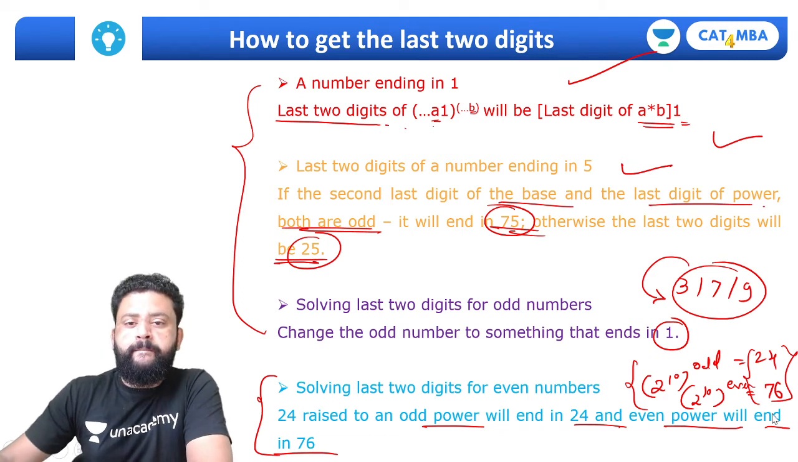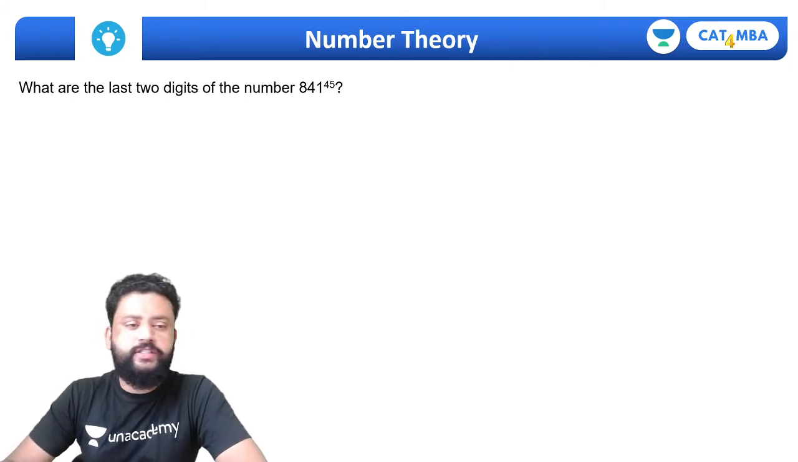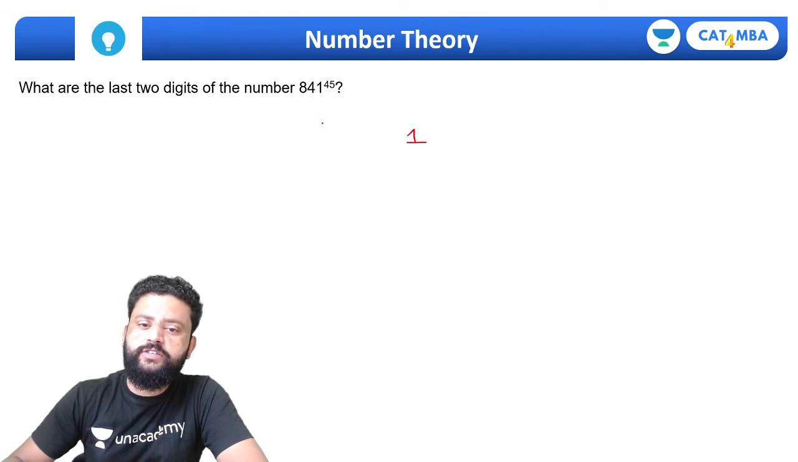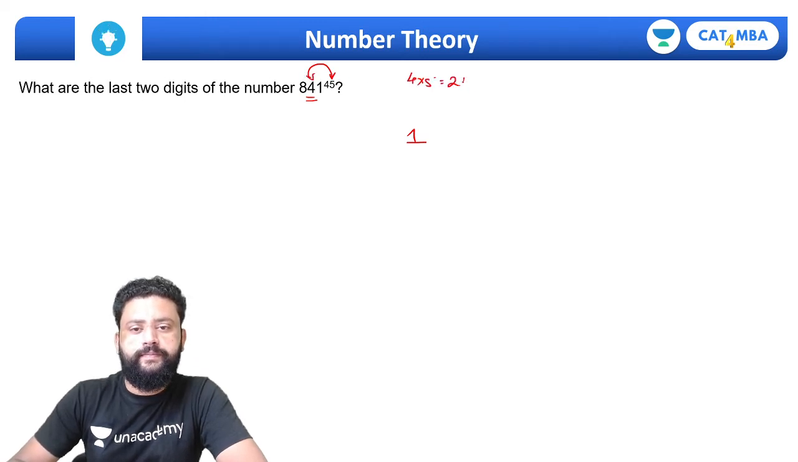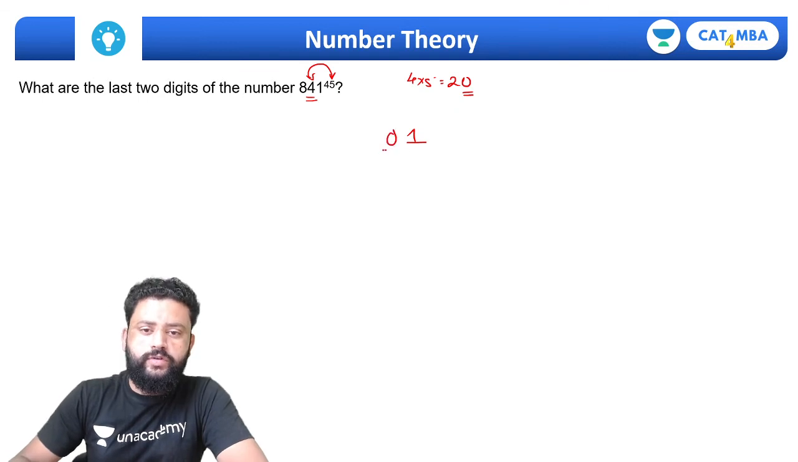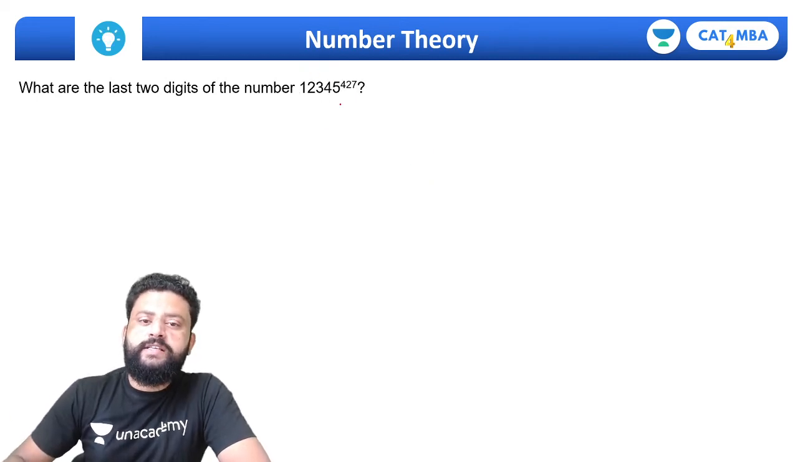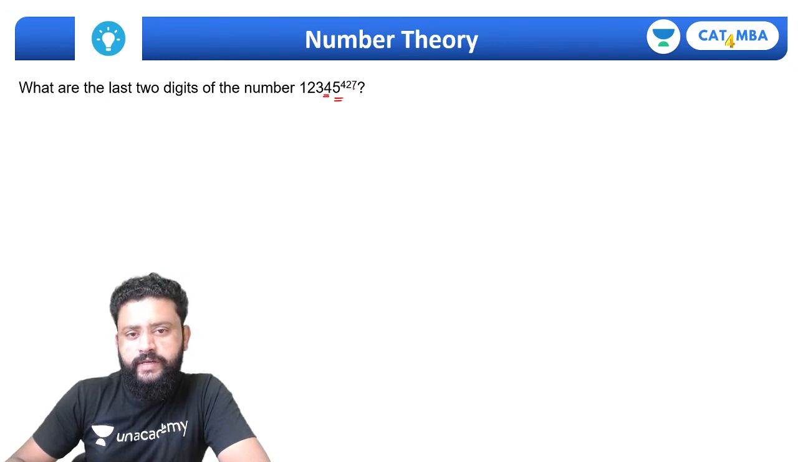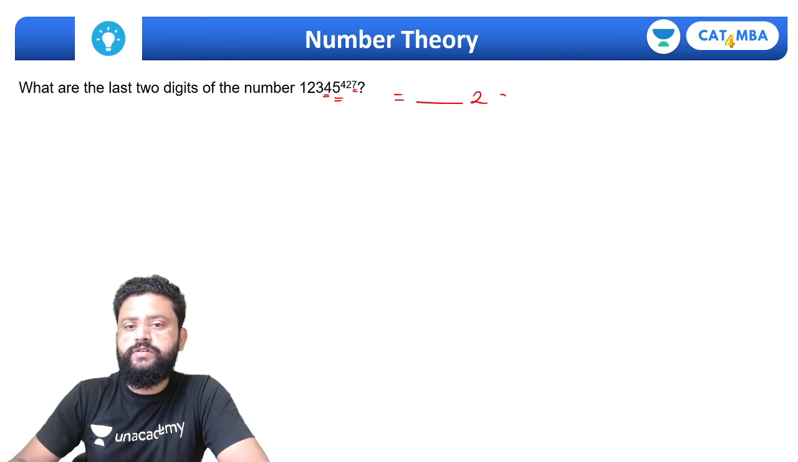Okay, so let's solve a few questions based on this. If the question is like this, what are the last two digits of this number? First thing, the last digit is going to be 1 and the second last will be 4 into 5. 4 into 5 is 20. So we'll get 0 here. So the last two digits answer is 01. Next thing, the number's last digit is 5. Here is an even number, here is an odd number. Both are not odd. This will end with 25.